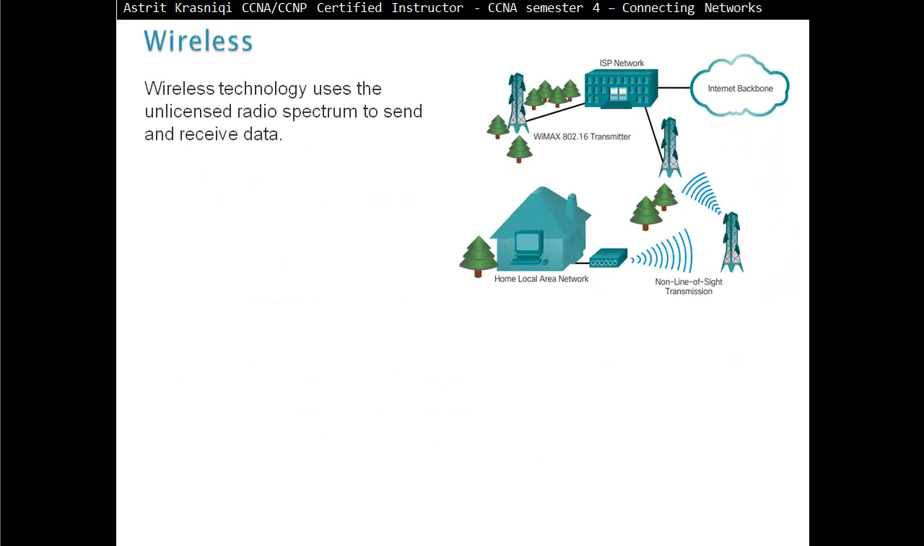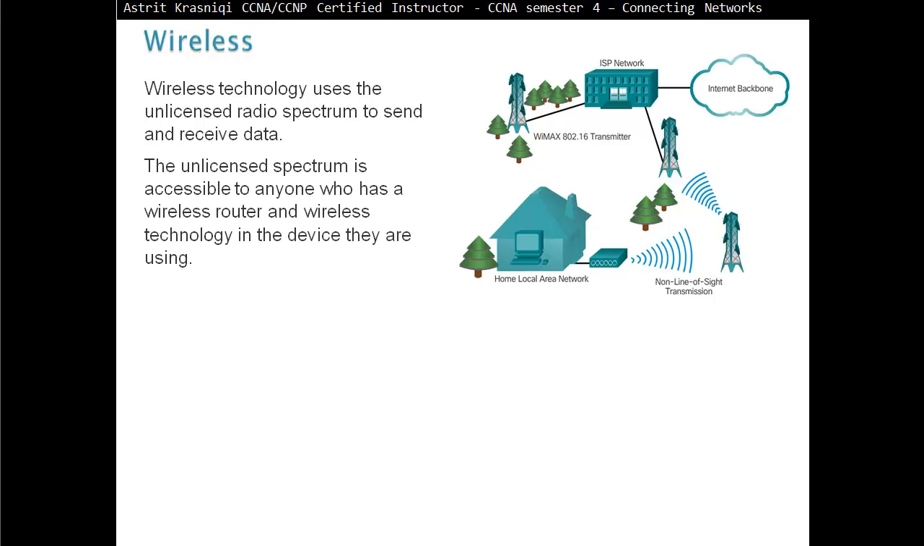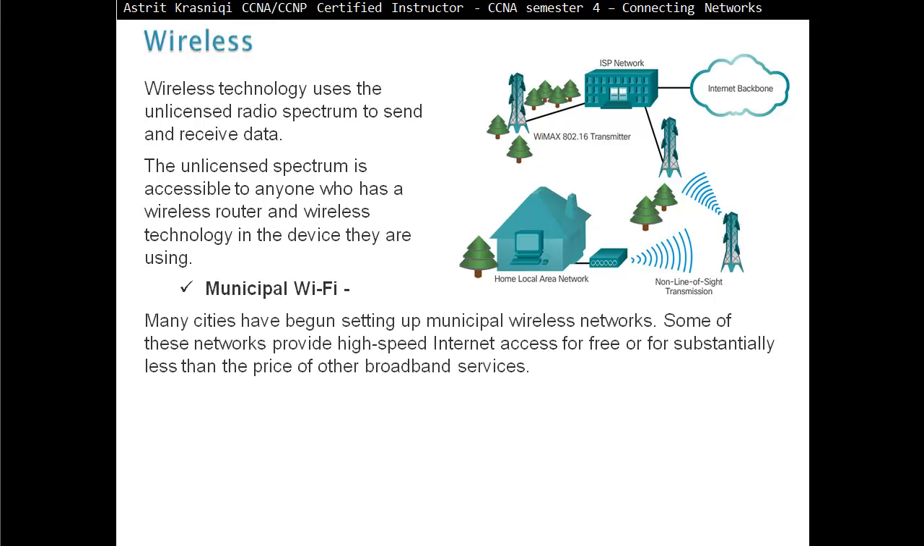Wireless. Wireless technology uses the unlicensed radio spectrum to send and receive data. The unlicensed spectrum is accessible to anyone who has a wireless router and wireless technology in the device they are using. We have municipal Wi-Fi.